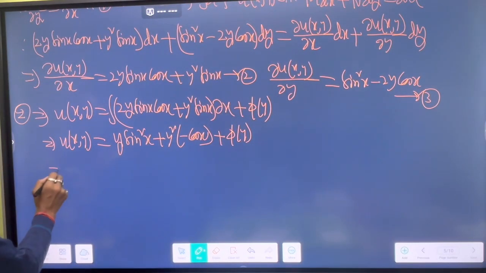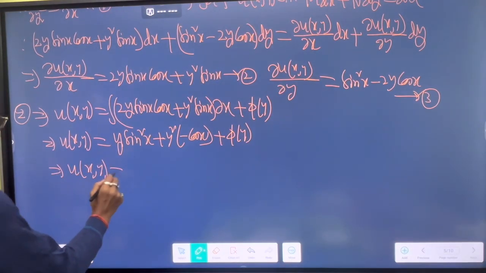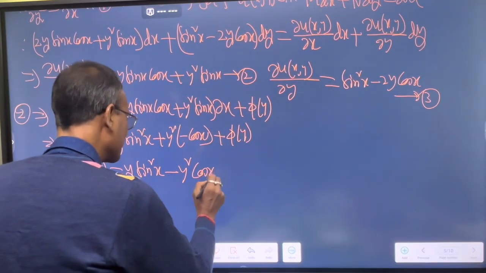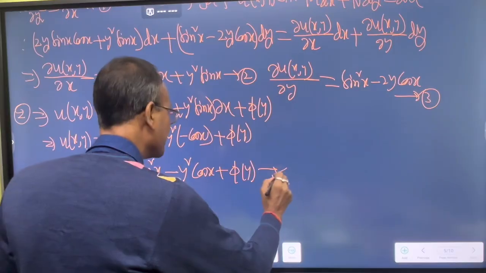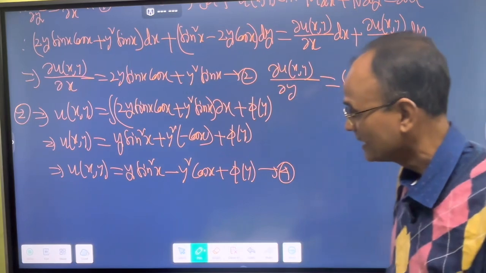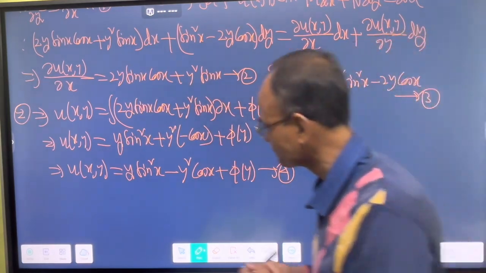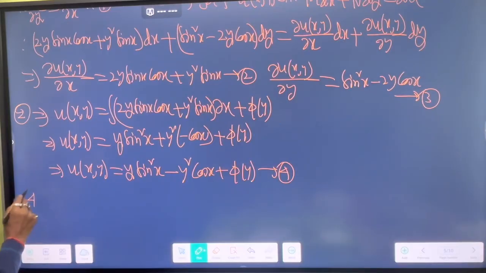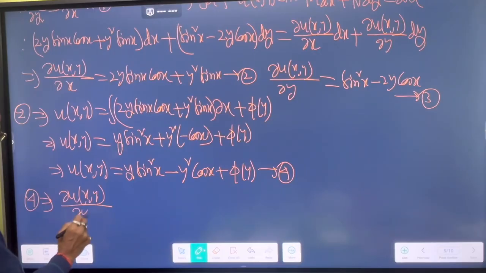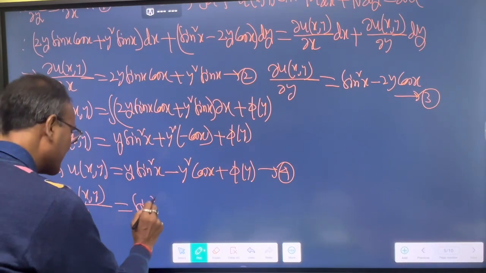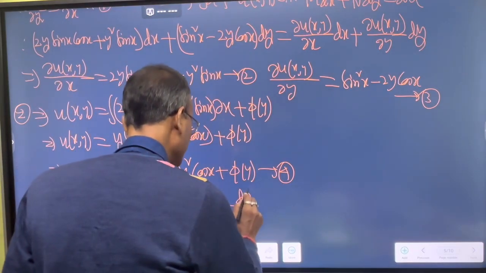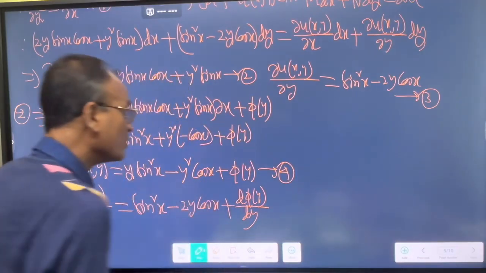This means u_xy equal to y sin square x minus y square cos x plus pi y. This is number 4. Now, from 4, differentiate it partially with respect to y. You will get sin square x minus twice y cos x plus d pi by dy.